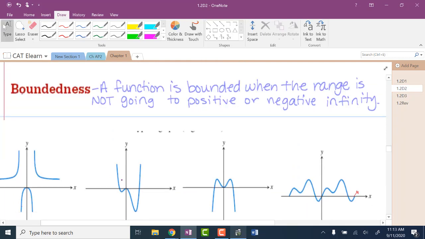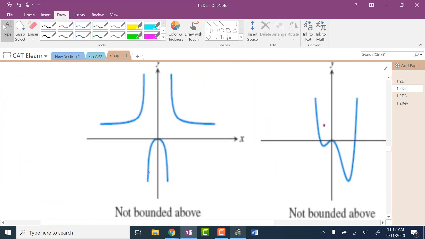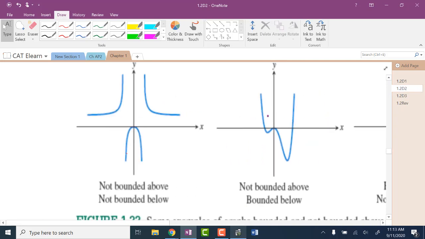This is why boundedness is so easy. A function is bounded when the range is not going to positive or negative infinity. Okay, so the range is not going to positive or negative infinity.